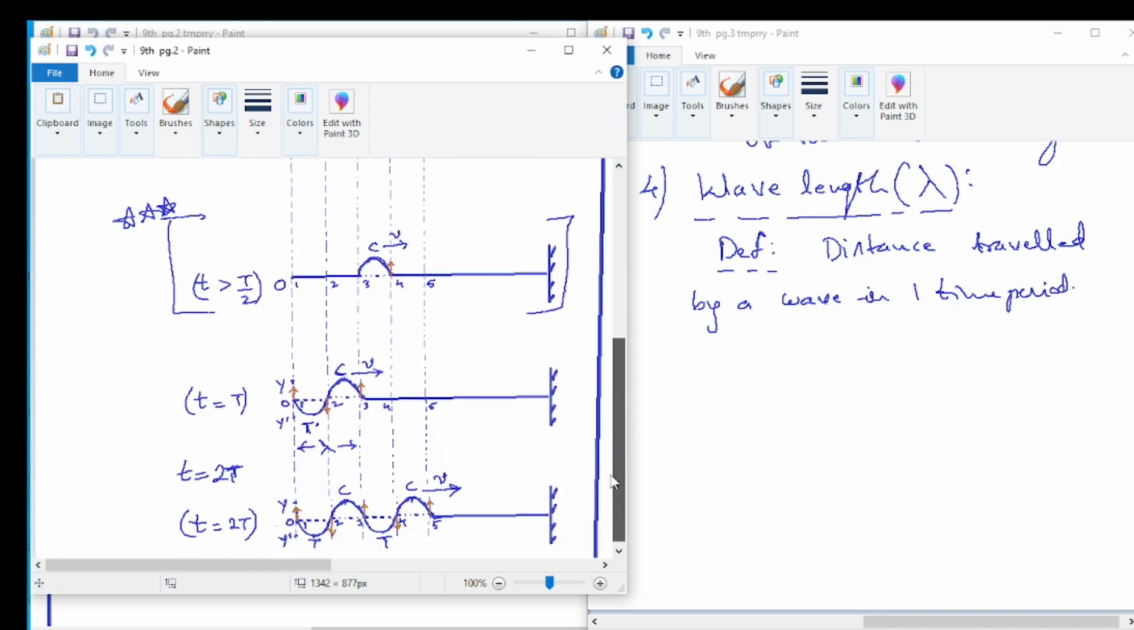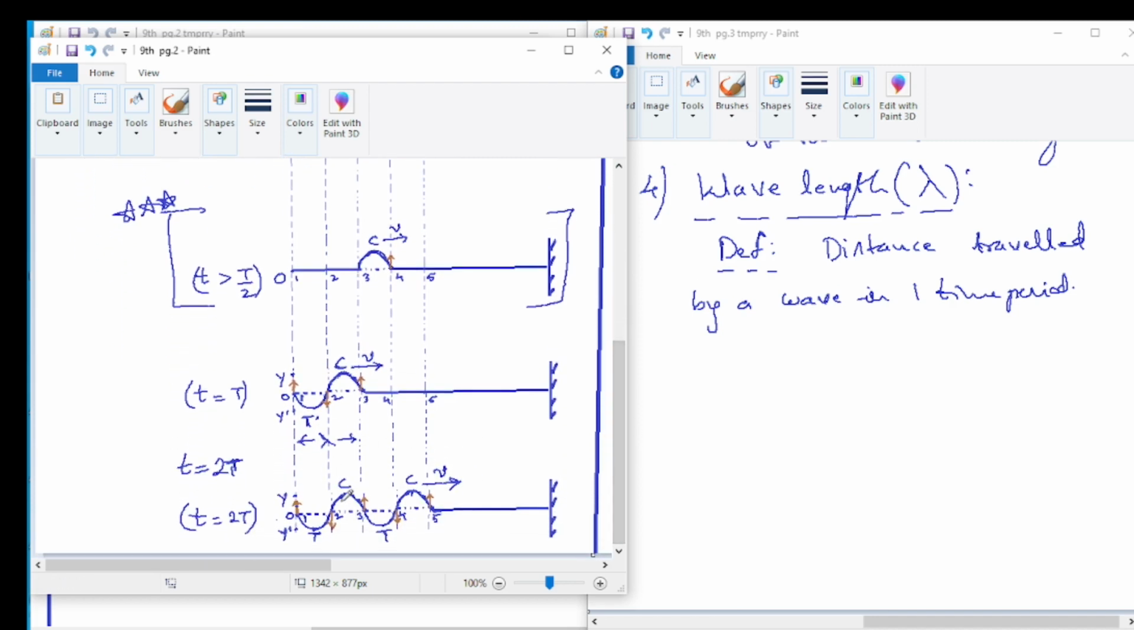So now just observe here another very simple definition. Now take the centers of the crests.